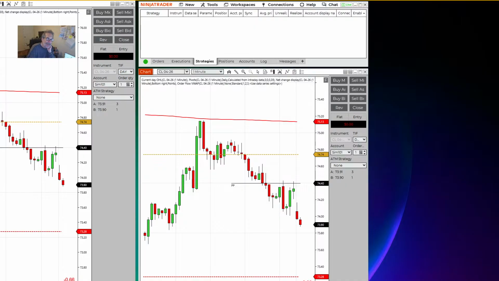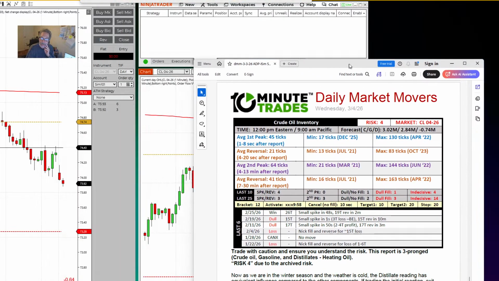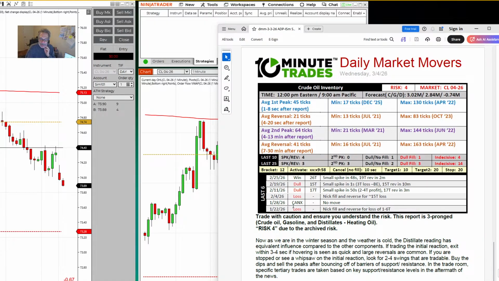And I'm not going to look at 12 DMMs this week like we do sometimes. Suffice it to say, we know that oil has not been a good report to trade. Looking at the DMM, oil is lousy to trade, all right, on a breakout. It's just not a good trade.